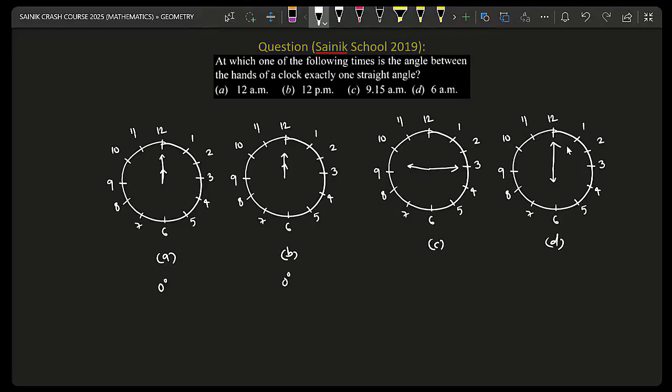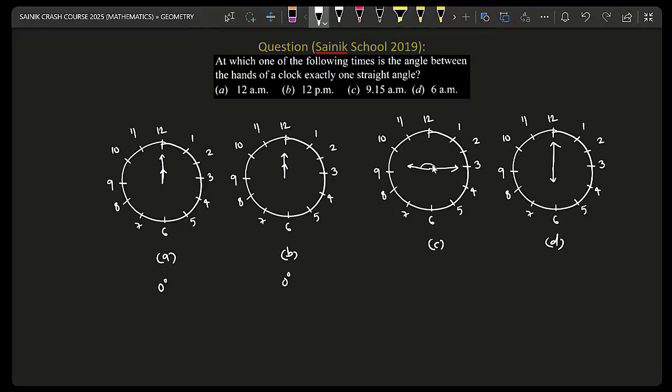In option C, what is the angle? D. In option C, what is the angle? Yesterday we had a discussion on how to find the angle between the hands. At 9:15 a.m., what is the angle between the hands? So pure angle. Yes, it is an obtuse angle, but I want you to say the exact measurement also. Can you say the answer?